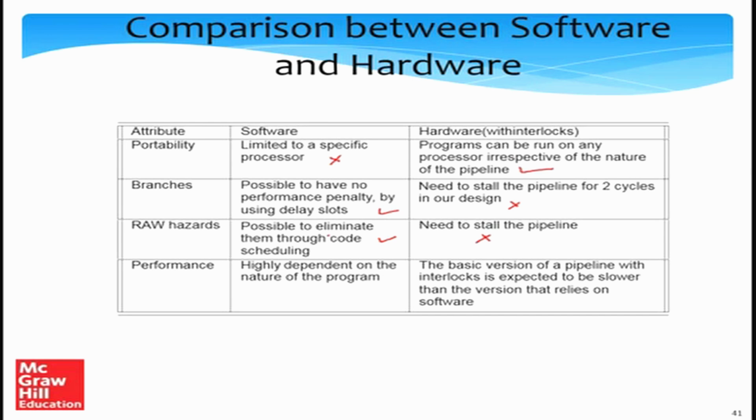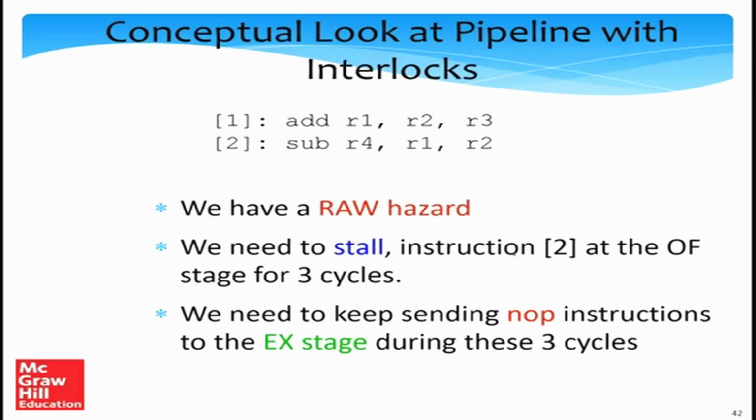In terms of performance, software approaches are highly dependent on the nature of the program. And a hardware with interlocks, as we have said, a very basic version is expected to be slower than software, but we'll improve it and try to make it faster than software. But let's at least look at the basic idea behind hardware interlocks. So let's take a conceptual look at a pipeline with interlocks.